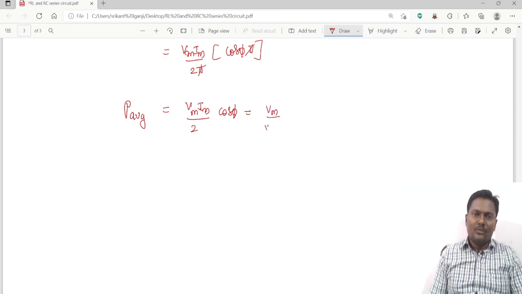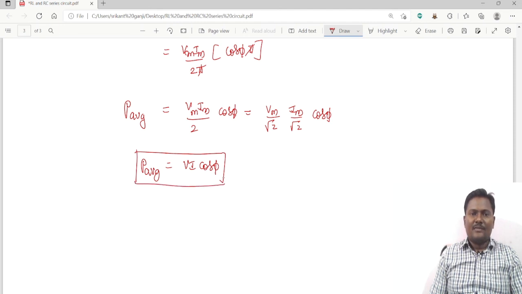So Vm by root 2 into Im by root 2 into cos phi, then the average power for the RL series circuit is VI cos phi. The unit of this is watts.